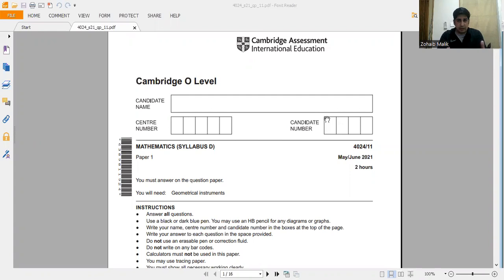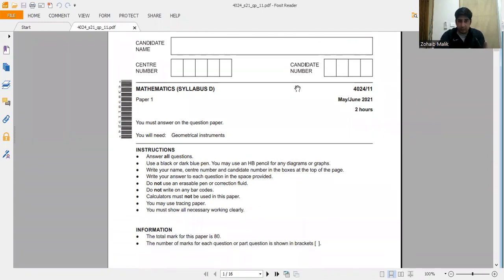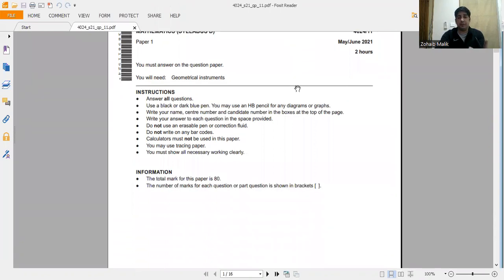तो अब इससे related हमने काम करना है. I hope that everyone knows about this thing. The paper is of 80 marks and its given time is 2 hours. तो अब उसको हमने mind में रखते हुए solve करना है because the time is very important to manage बेटा.